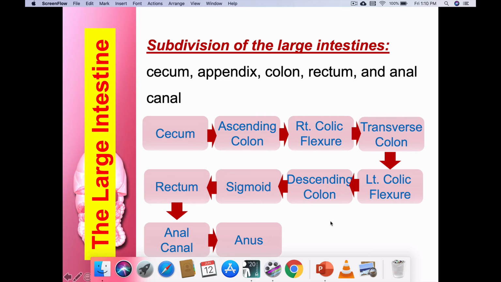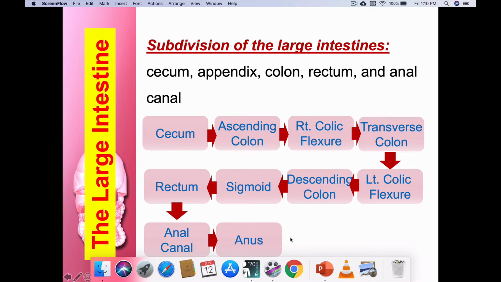Coming to the large intestine, it is around 1.5 meters in length. It starts from the cecum, then continues as the ascending colon, then the right colon, hepatic flexure, which is also called the right colic flexure, then the transverse colon, then the left colic flexure, or splenic flexure, then the descending colon, sigmoid colon, rectum, anal canal, and the anus.